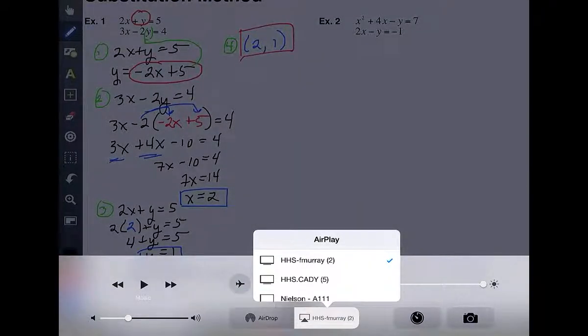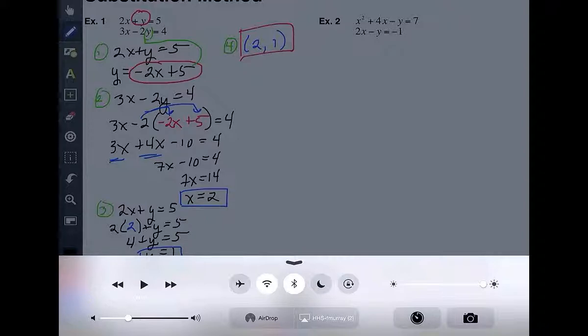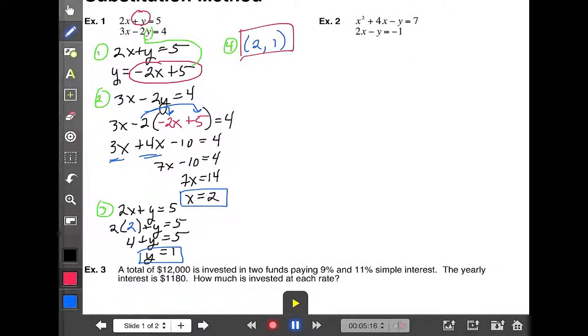Aha. There we go. Now we're continuing, yippee skippy.